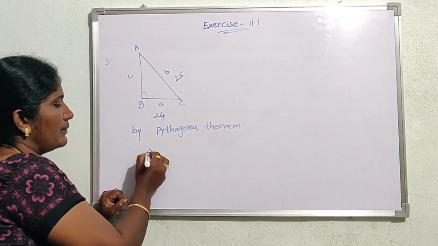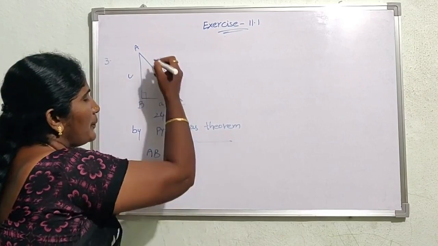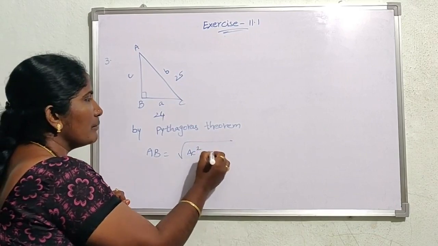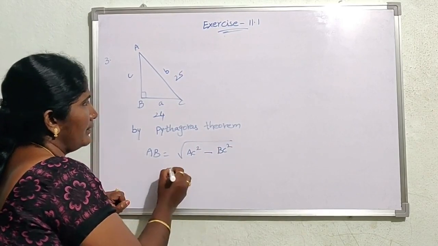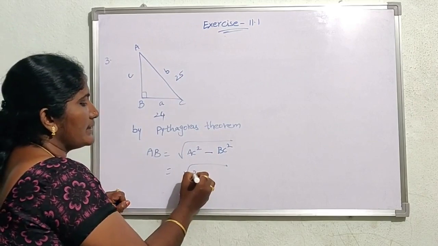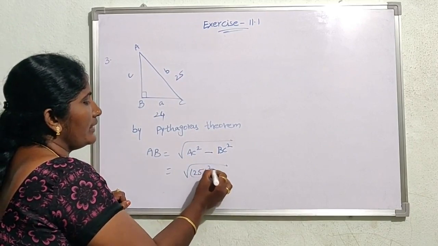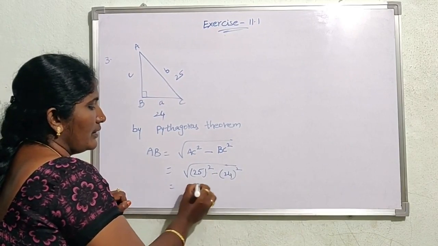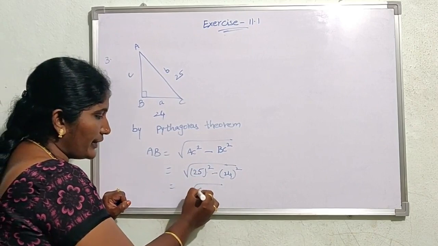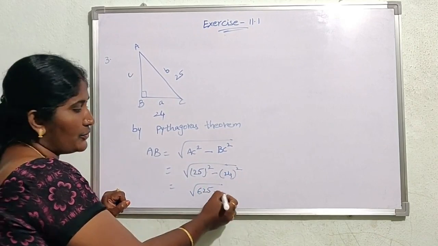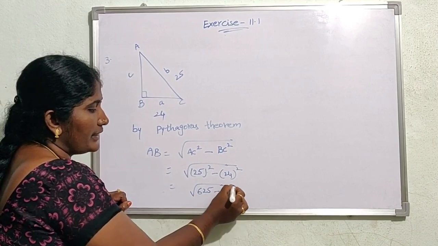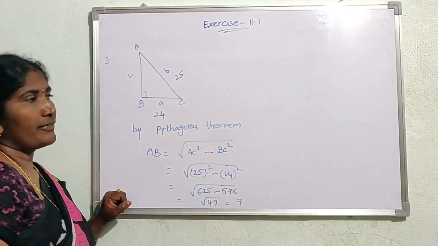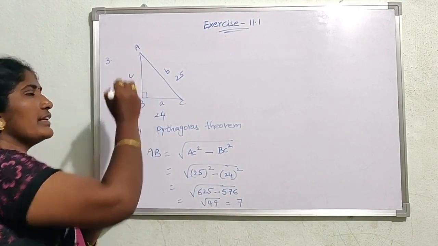Side is equal to root of hypotenuse square, which is hypotenuse, the side which is opposite to right angle, AC square minus BC square. AC square, AC is 25 square, minus BC 24 square. Root of 25 square, 625, minus 24 square, 576, root of 49. Root 49 is 7. So AB is 7 units.